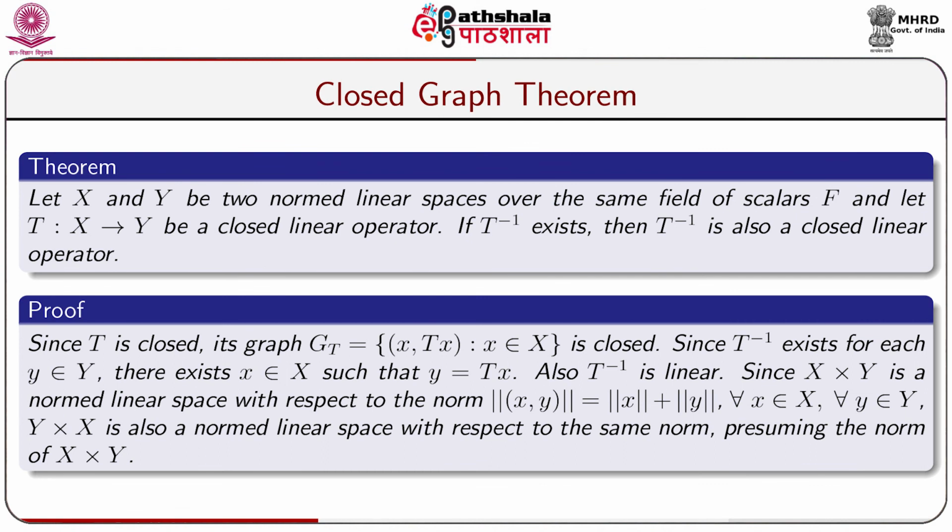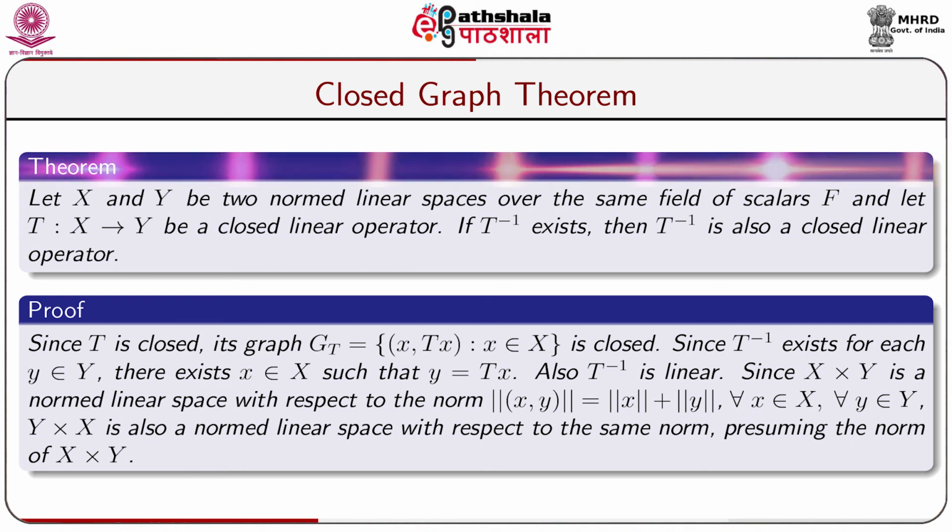Now we take another theorem. Let capital X and capital Y be two normed linear spaces over the same field of scalars capital F, and let T be a mapping from X to Y, which is a closed linear mapping. If its inverse exists, that is if T inverse exists, then T inverse is also a closed linear operator.